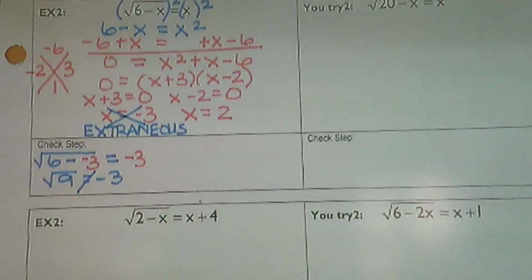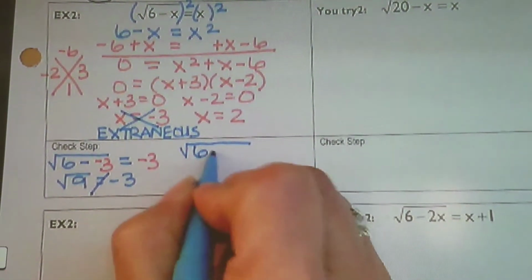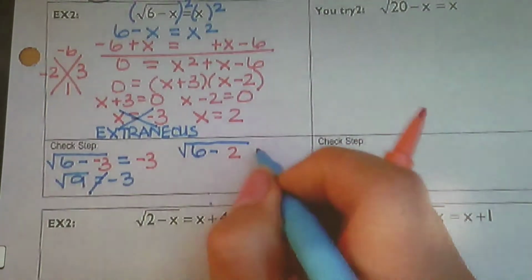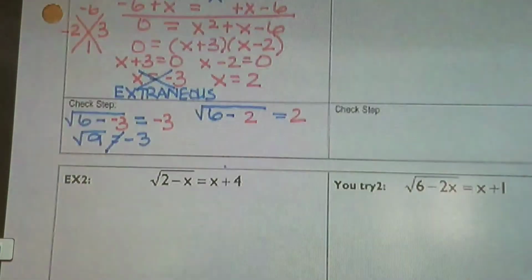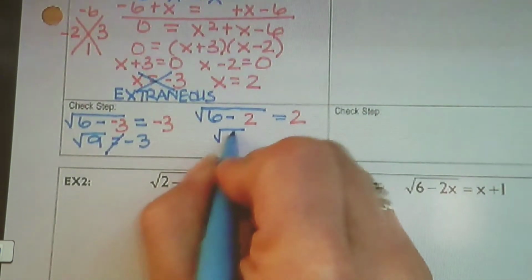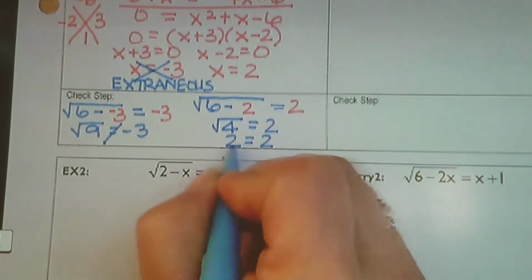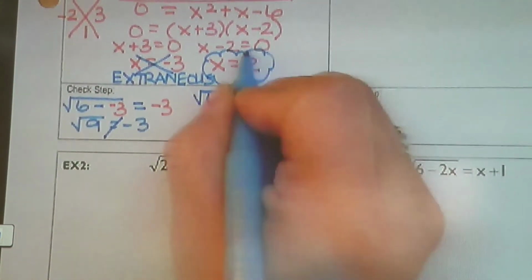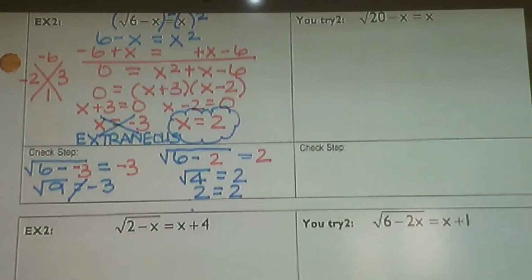Let's check x equals 2. What is 6 minus 2? Square root of 4 is 2. Is 2 equal to 2? Yes. So x equals 2 is the only solution. Okay, you guys do the U-try.